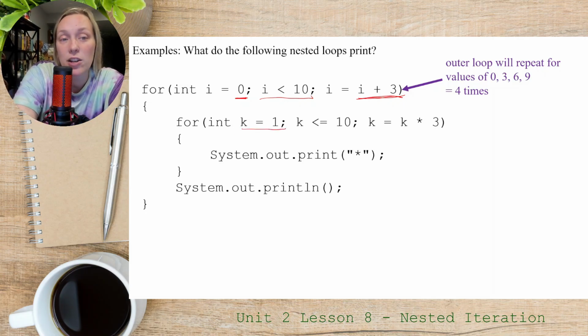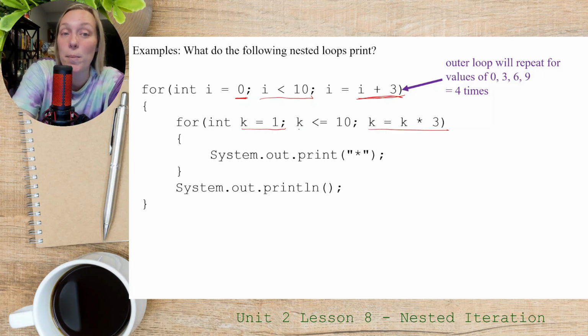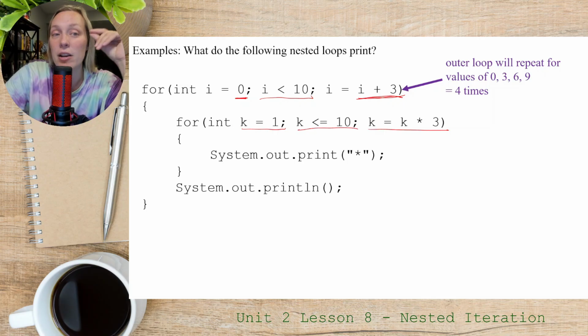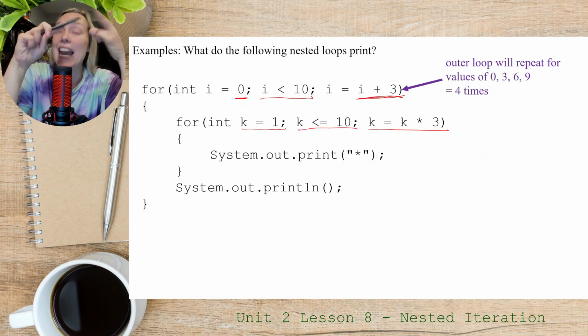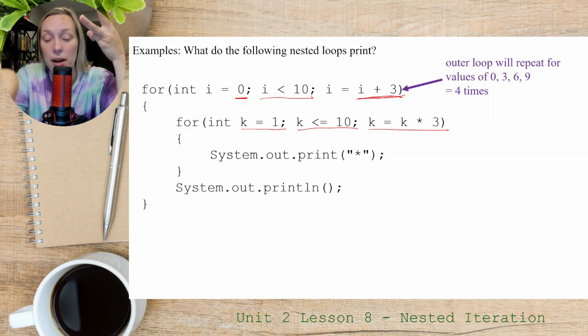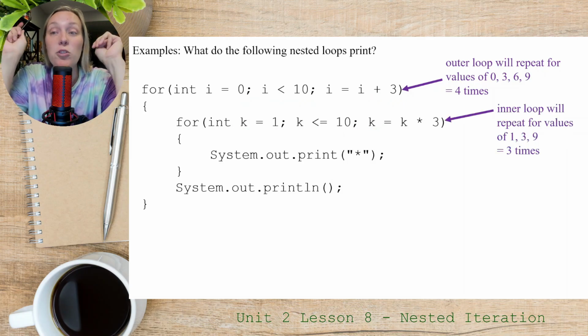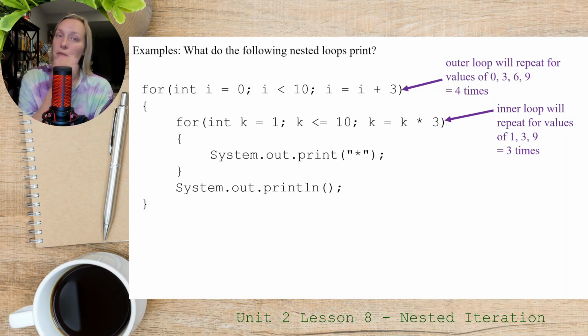Inside here, k starts at 1. k times 3 is how it's going to increase, and it goes up to and including 10 here. Okay, so what is that? That's k is 1. Then k is going to be 3. And then k is going to be 9. And then k is going to be 27, and it's not going to run. Okay, so the inner loop will repeat for values of 1, 3, and 9. So it'll repeat 3 times. Okay, so you always got to just be on the lookout for that.